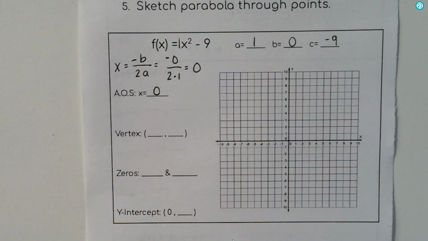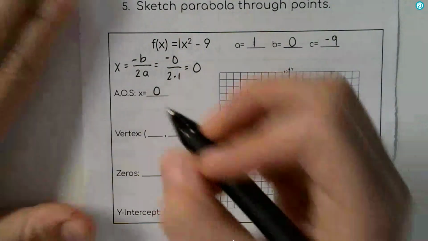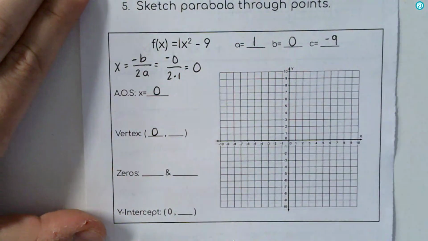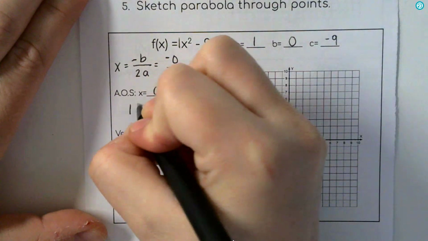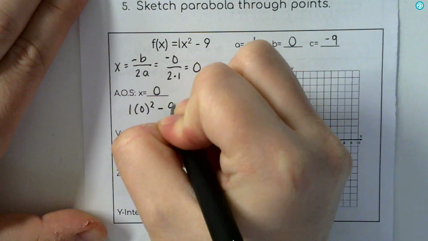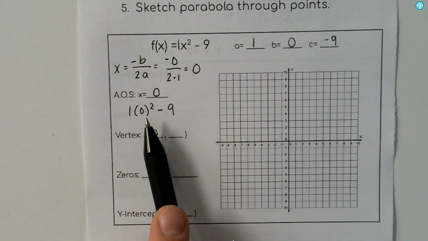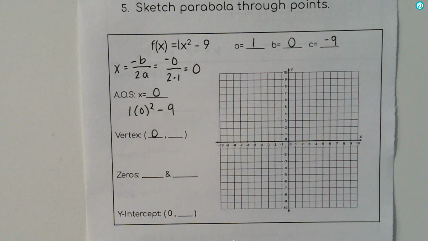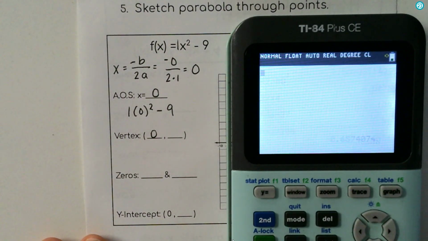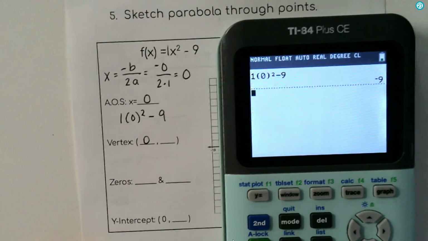Okay, then, just like we did in the assignment we were working on, we're going to plug that in to find our y value. So we know the x value of our vertex is 0. We are now going to do 1 times 0 squared minus 9 to find my y value. You could do that in your calculator, but also I know 0 squared is just going to be 0. So it's just going to be 0 minus 9, which will just be negative 9. I'll go ahead and do it in my calculator for good measure. 1 times 0 squared minus 9 is negative 9.